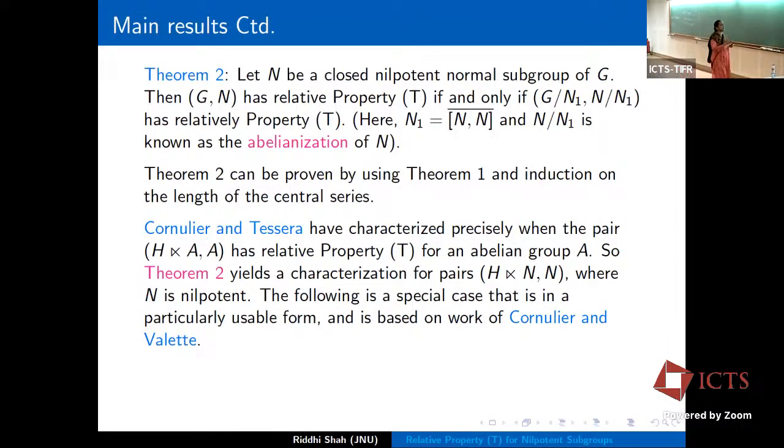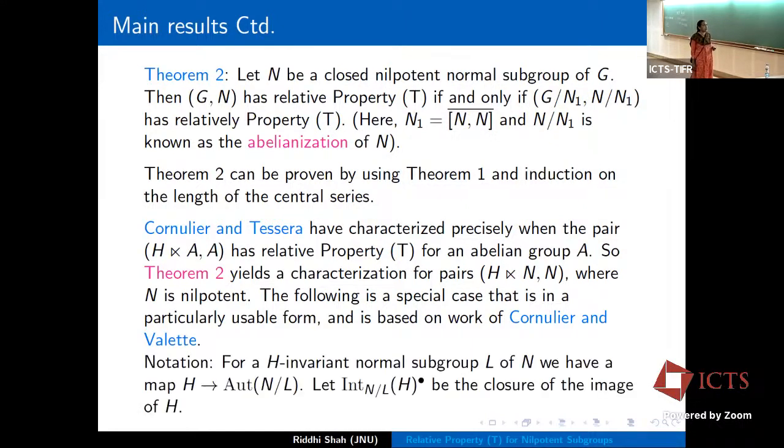So theorem 2 yields a characterization of pairs (H semi-direct product N, N), where N is nilpotent. See, you have results for N/N1, which is abelian, but that implies relative property T for (G, N). Then you can use these results. You can generalize these results from abelian to nilpotent. So the following is a special case that is in a particularly usable form, and it's based on the work of Cornulier and Alan Valette.